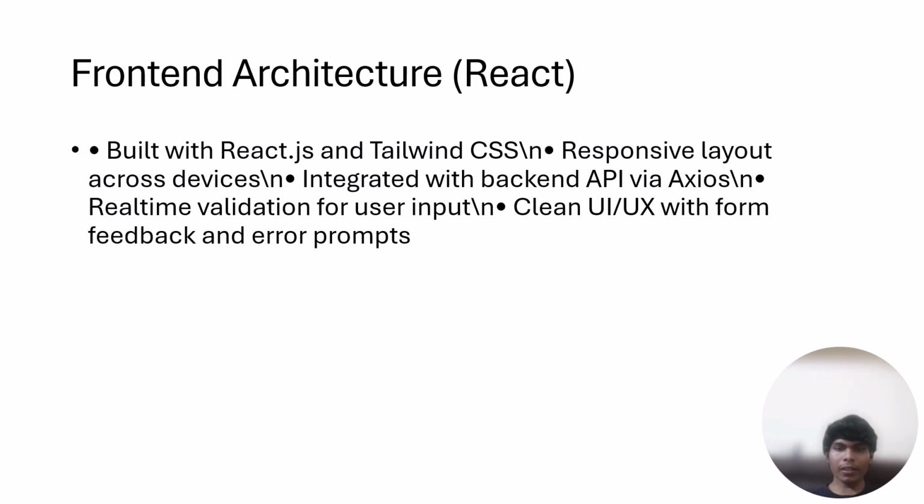Front-end architecture. For development of the front end, we use React, built with React.js, JavaScript structures, and Tailwind CSS for responsive layouts across devices. It is integrated with the backend API via Axios. It has real-time validation for user input, clean UI and UX with form feedback and error prompts, etc. React.js, JavaScript, and CSS are what we will use.